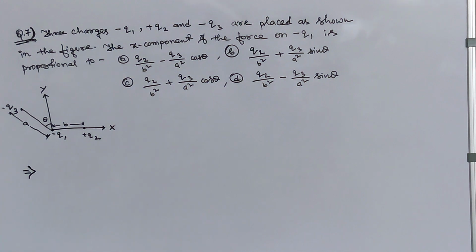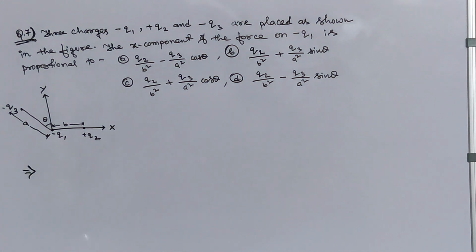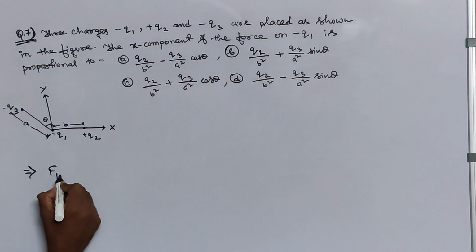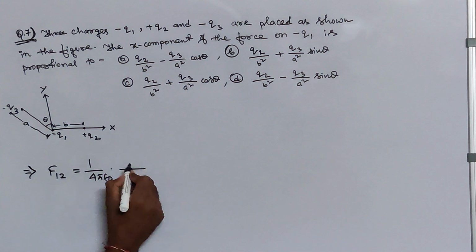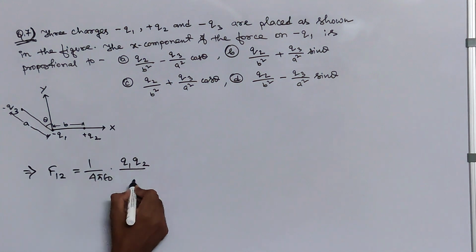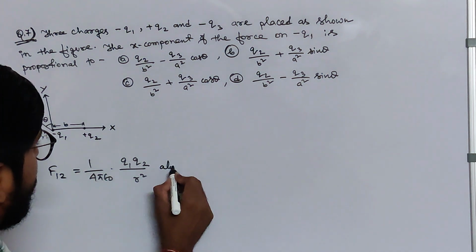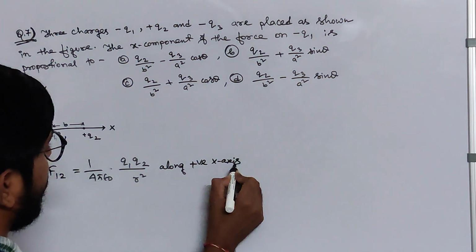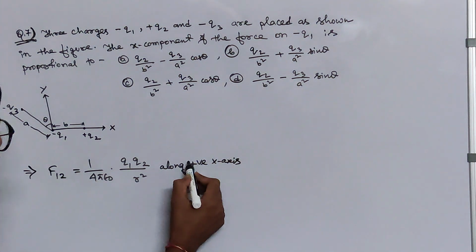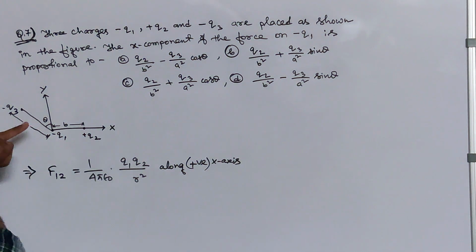First of all, on the charge minus Q1, the force due to Q2 will be nothing but, let's say, F on 1 due to 2 is nothing but 1 by 4 pi epsilon naught Q1 Q2 by R square. And what will be the direction? The direction will be along the positive direction of x-axis, right? Because Q2 will attract Q1 along this direction.